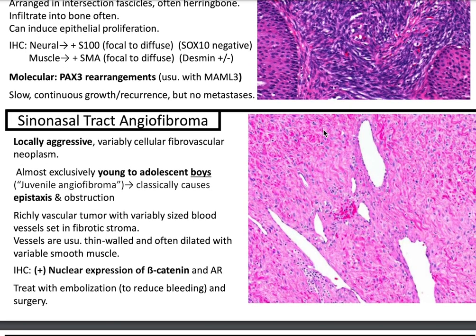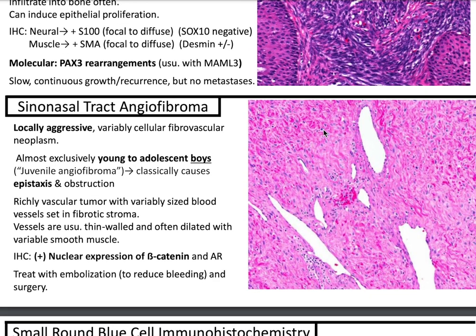Sinonasal tract angiofibroma. This is a locally aggressive, variably cellular fibrovascular neoplasm, almost exclusively in young to adolescent boys. Also called juvenile angiofibroma, it classically causes epistaxis and obstruction. It's a richly vascular tumor with variably sized blood vessels set in fibrotic stroma. Vessels are usually thin-walled and often dilated with variable smooth muscle. It has nuclear expression of beta-catenin and AR, and you treat with embolization to reduce bleeding, and surgery.